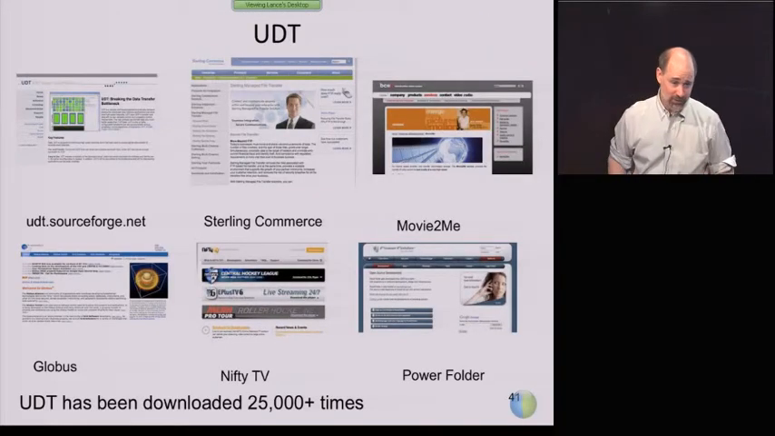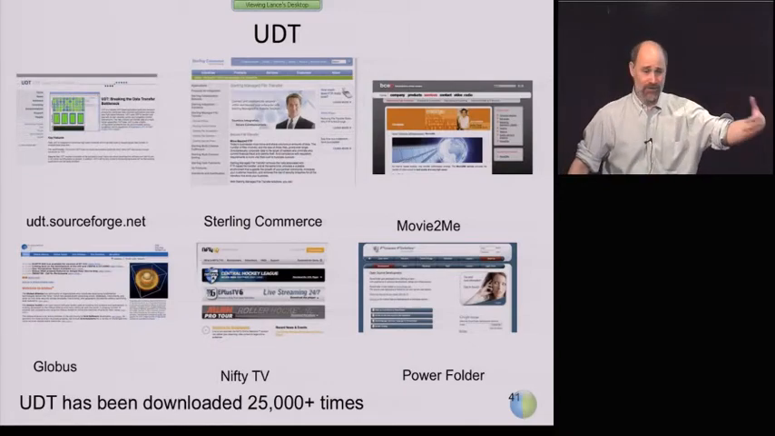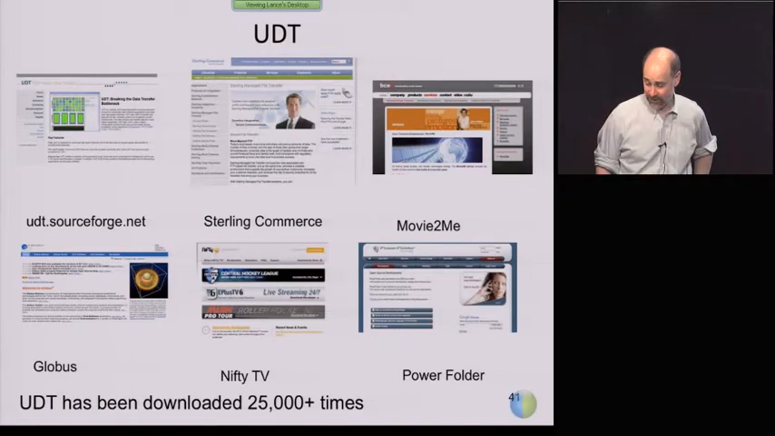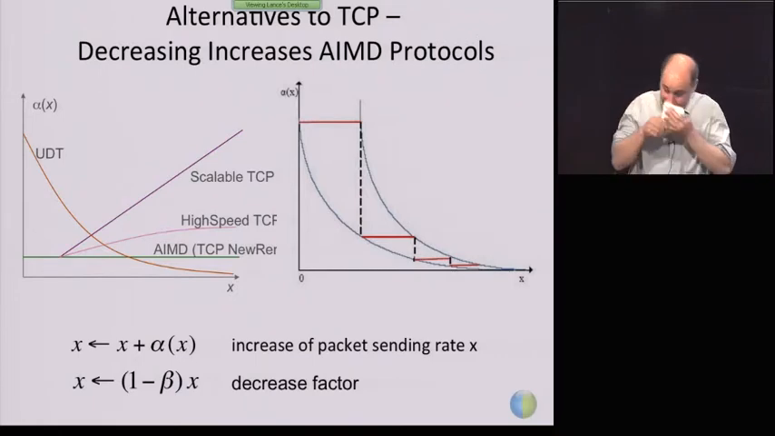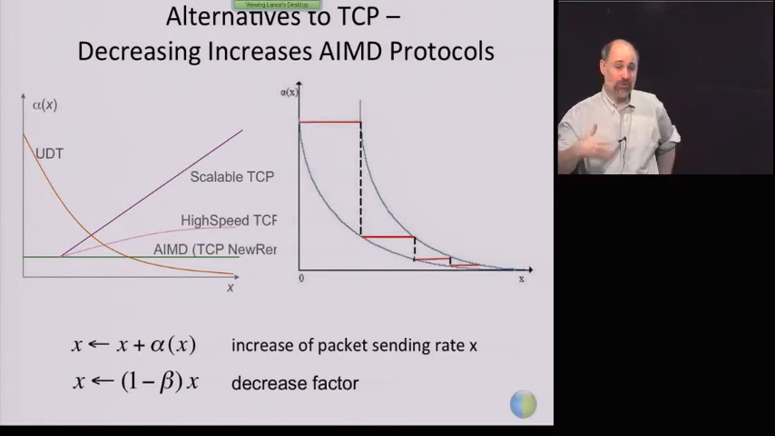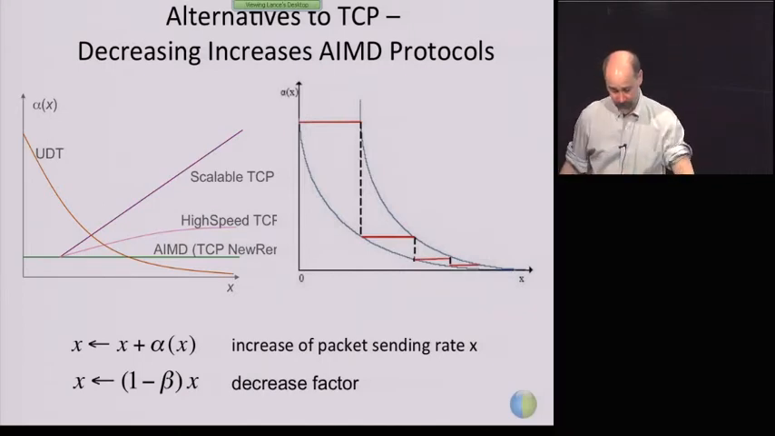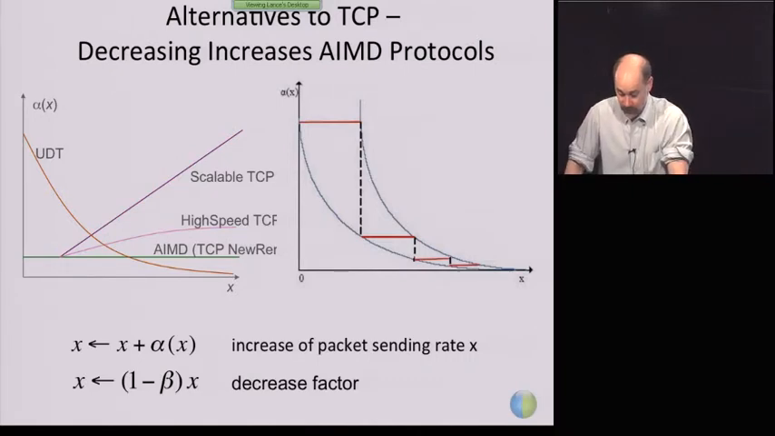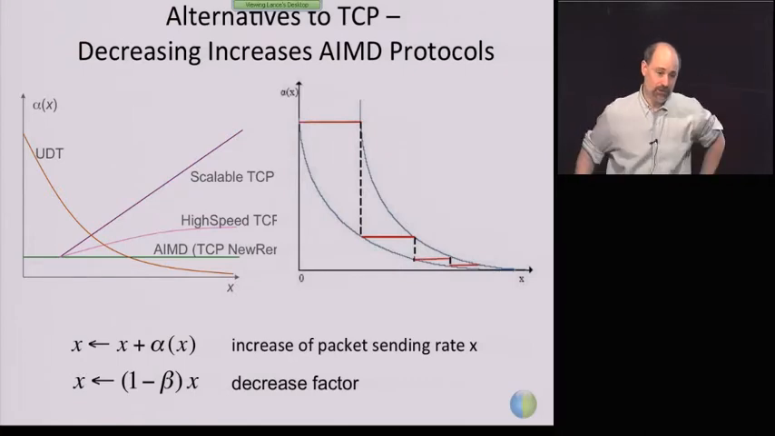UDT has been industrial strength for a while. It's been OEM'd. It's been used in, I think, 8 or 9 commercial products. It's been downloaded over 25,000 times. It's a non-TCP protocol, and in this area, there's no reason we have to use TCP. TCP, depending upon which version of it, is essentially the purple line. UDT uses so-called additive increase multiplicative decrease. It has a much different curve, so it's a non-TCP protocol.